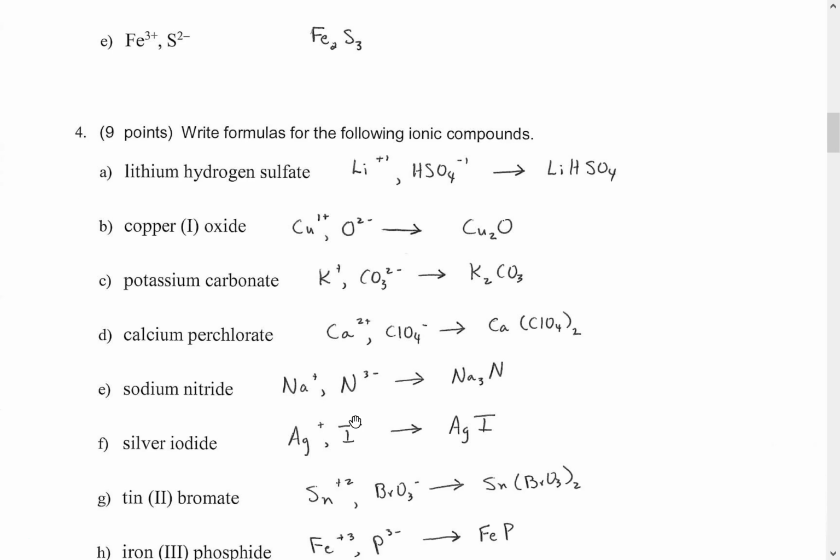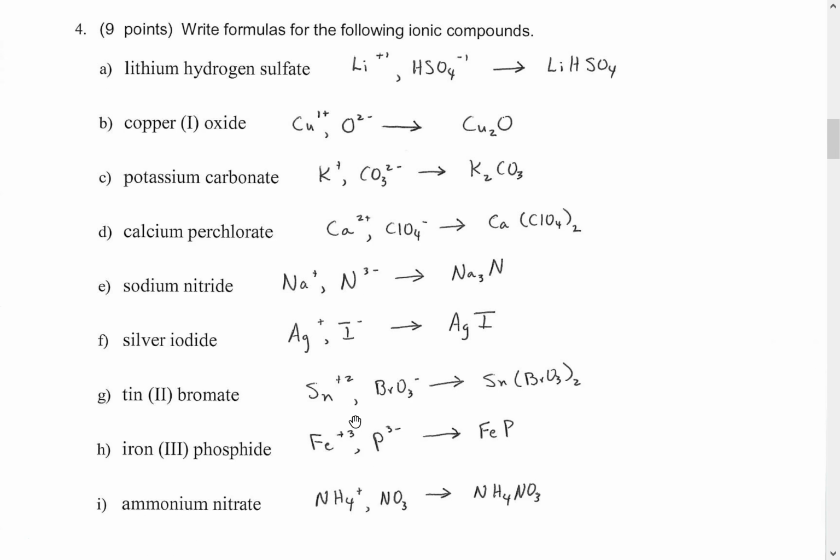So the next 2 sections are also about ionic compounds, making the neutral formula unit or naming them. In this case, I gave you the name, and like I said, I really suggest that you write the cation and then the anion. So in this case, lithium is the cation. You can find it on the periodic table, so it's a +1.